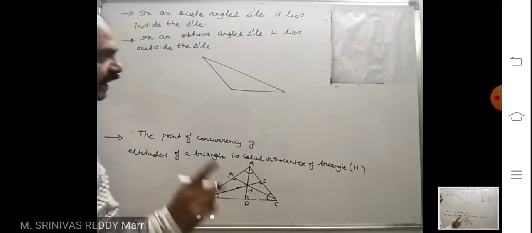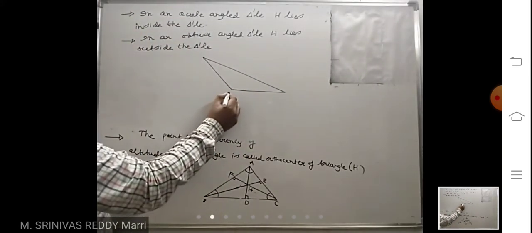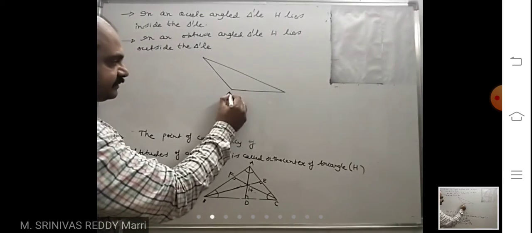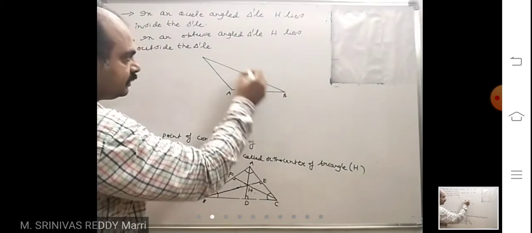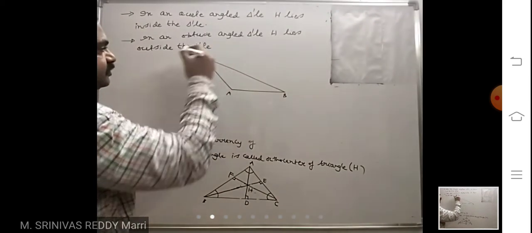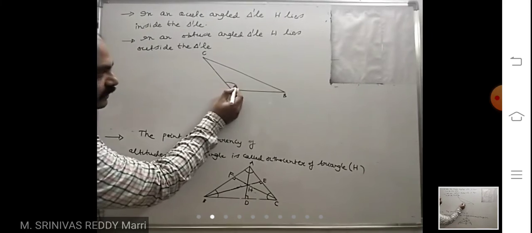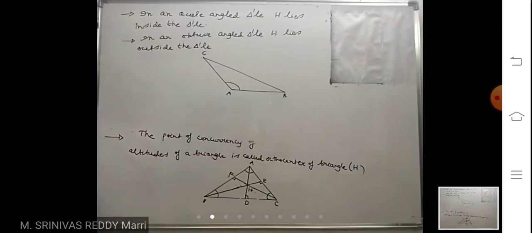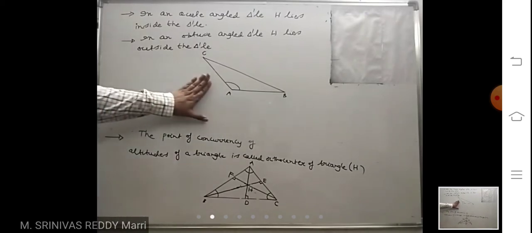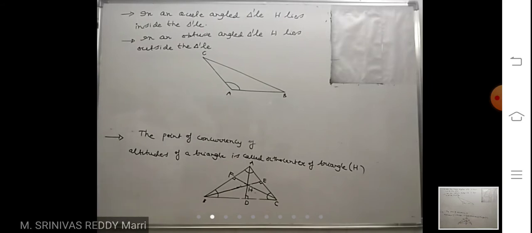Obtuse angle means what? One angle will be more than 90. In any triangle, a maximum of one angle will be obtuse. Greater than 90, obtuse means 90 to 180. Look at this angle, it is obtuse, more than 90. Right? This is an obtuse angle triangle. Now for this obtuse angle triangle, what I am doing is I am finding the altitudes.